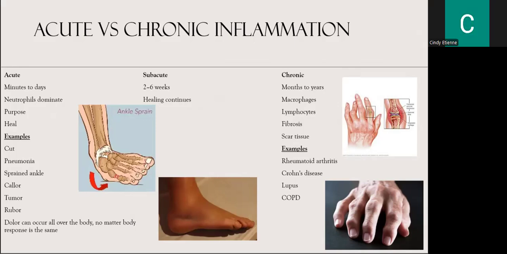Chronic inflammation lasts months to years and occurs when the trigger isn't eliminated and when the immune system continues attacking the healthy tissues. Macrophages and lymphocytes become the dominant cells, and over time, fibrosis or scar tissue can develop, leading to permanent tissue damage. Common examples include rheumatoid arthritis, Crohn's disease, lupus, and COPD. The key difference is that acute inflammation heals, while chronic inflammation can cause ongoing tissue damage.